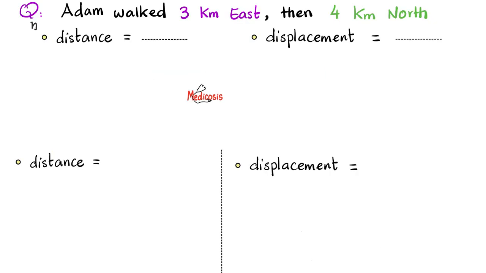Now here's question 5. This is the same question of the last video. Adam walked 3 kilometers east, then 4 kilometers north.